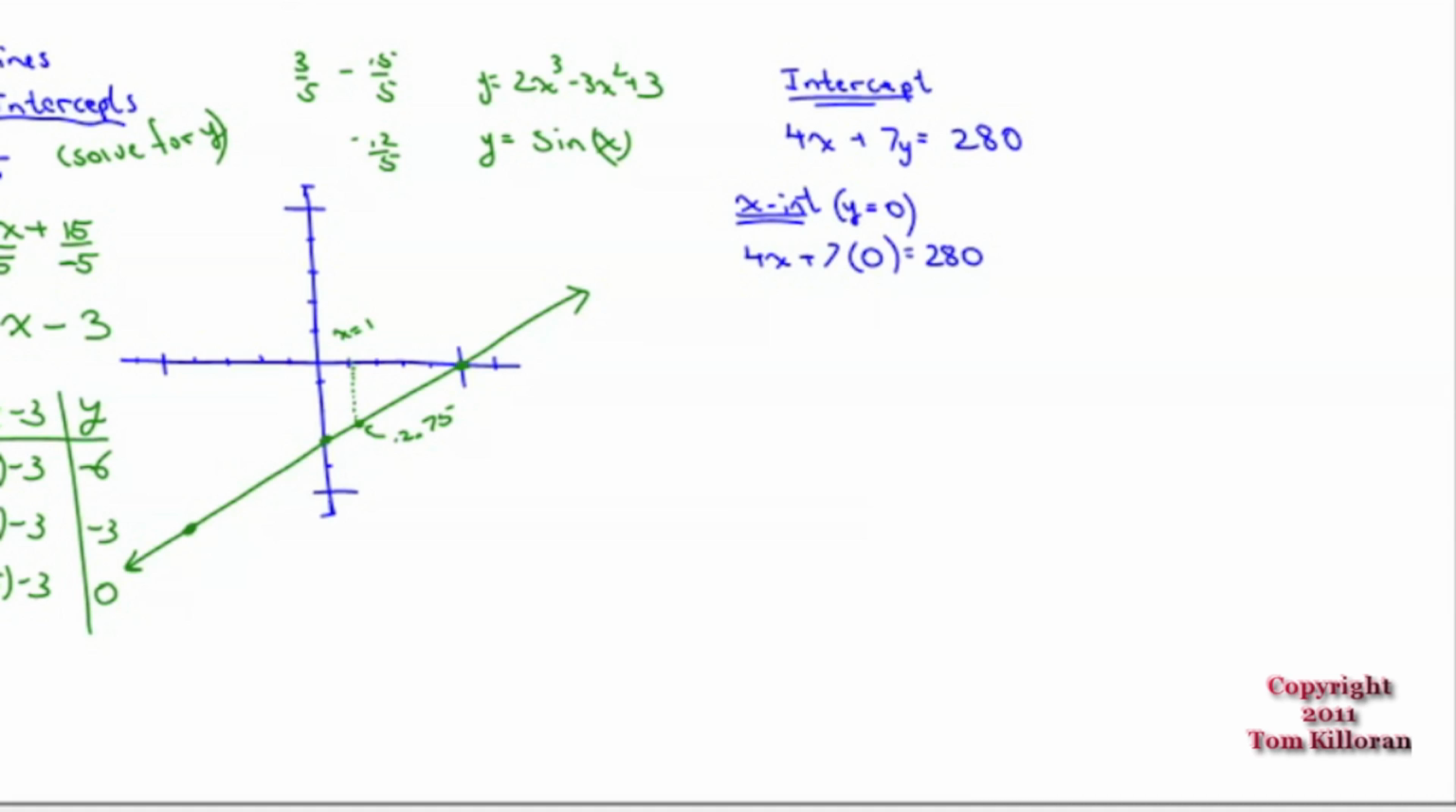What property? Identity. So you get 4x is equal to 280. What property? Inverse. So 4 divided by 4 is 1. 1 times x is? Property? Multiplicative identity. So you get x is equal to 70. So this becomes the coordinate. X coordinate is 70. Y coordinate is 0.